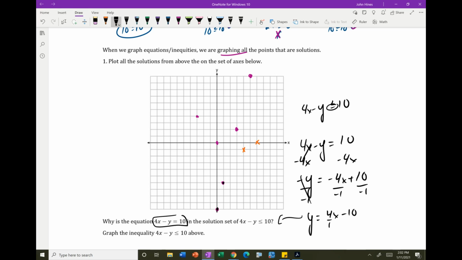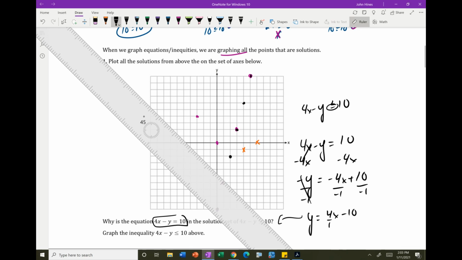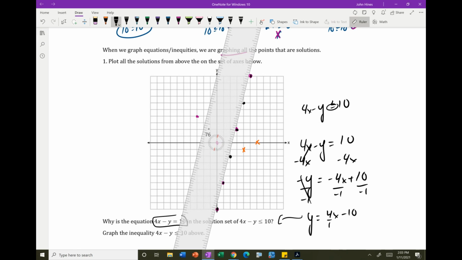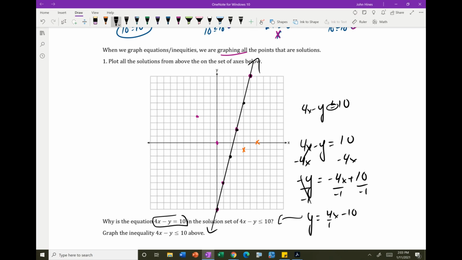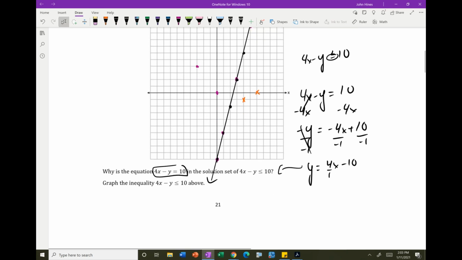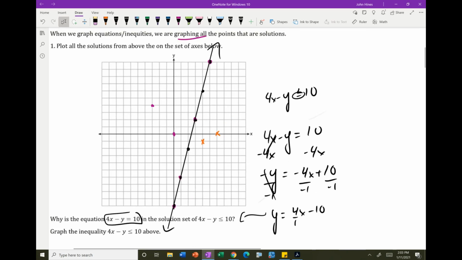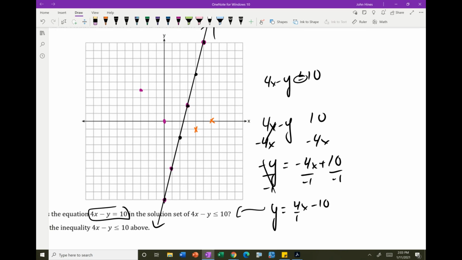1, 2, 3, 4 over 1. 1, 2, 3, 4. So all these points on this line that I'm going to draw in right now in black works. Any point on that line is a solution. But notice, it's not equal to. I didn't deal with equal to here. I'm dealing with an inequality. So instead of saying equal to, I'm going to say less than or equal to. And here's the problem. I just divided by a negative. Warning, warning, warning. When you divide by a negative, the inequality gets flipped.